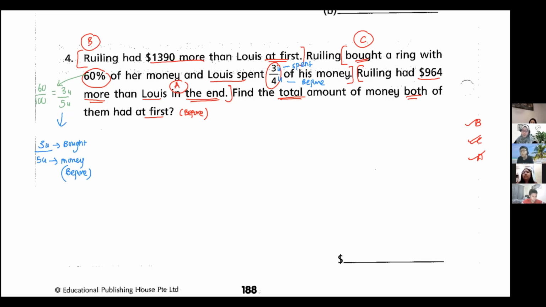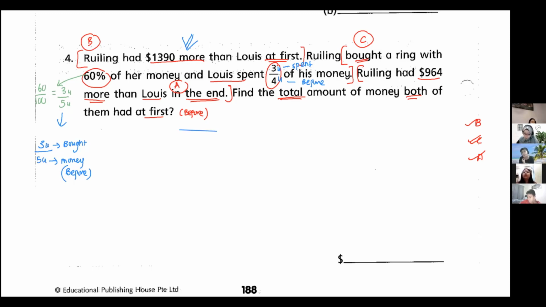Okay. By the way, you know that this one is actually a comparison between Ruiling and Louis, and it's actually all changing quantity also, if you notice, because both of them change differently. This Ruiling goes and buys a ring. This Louis just spends the money. Both of them buy or spend money differently. So it's all changing quantities. However, there is this more. Okay, so it's all changing quantity plus a comparison there.